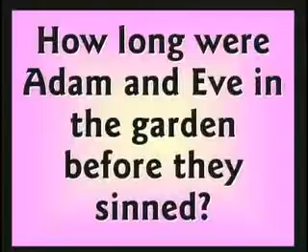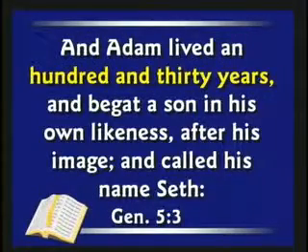Genesis chapter 5 says Adam lived 130 years and begat a son, and his name was Seth. Before this time, they had Cain and Abel. No dates are given. Before that, they were kicked out of the garden. So probably the maximum time they could have been in the garden is around 120 years, maybe.